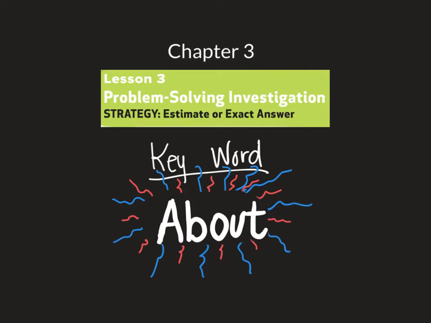Welcome to Chapter 3, Lesson 3. Today we're going to be doing a problem-solving investigation. Our strategy is determining: should we estimate or find an exact answer? And let me tell you that key word, we talked about it in the last video. It's "about." Whenever we see that word about, that means we need to estimate. If it doesn't have about, guess what we're going to do? Exact answer. You're right. All right, let's get started.